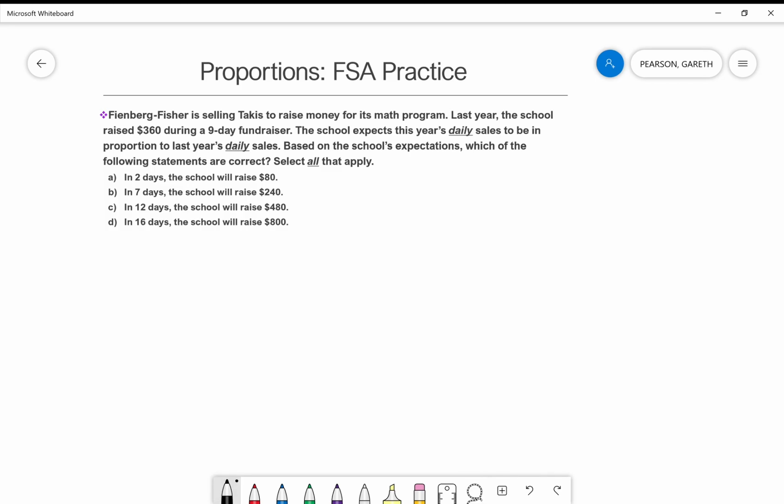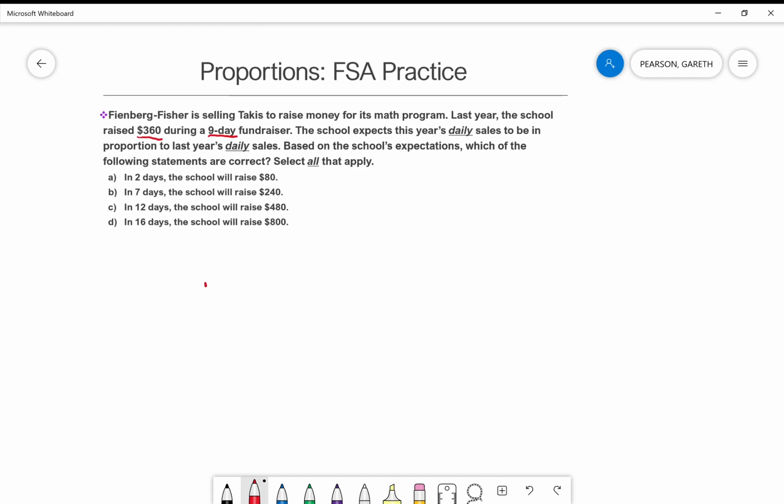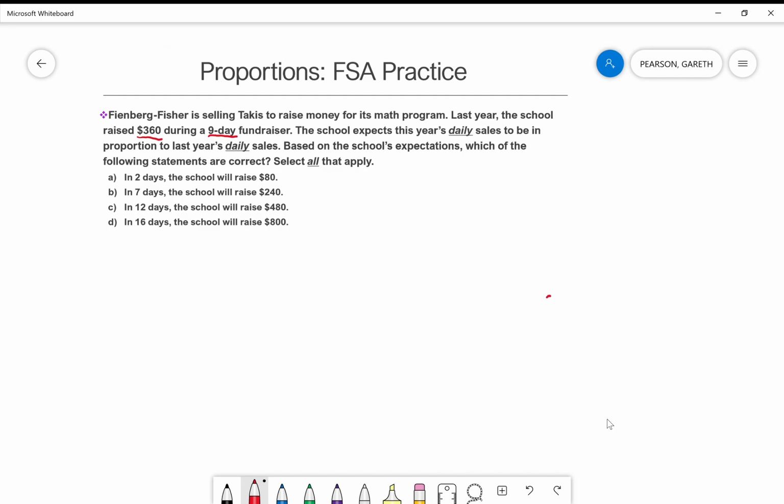Okay. Feinberg Fisher is selling Takis to raise money for its math program. Heck yeah, math rocks. Last year, the school raised $360, okay, that's a number, so I'm going to underline it, $360 during a 9-day fundraiser. Oh, another number, I'm going to underline it. The school expects this year's daily sales to be in proportion. Oh, proportions. Oh, look at that. In proportion to last year's daily sales. Okay. Based on the school's expectations, which of the following statements are correct?